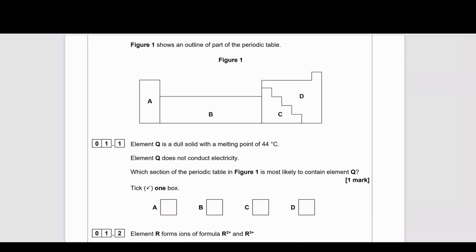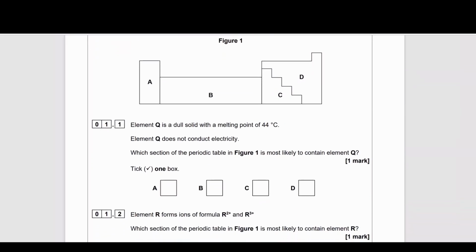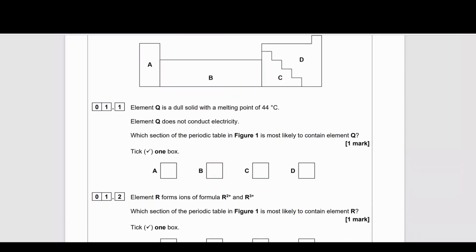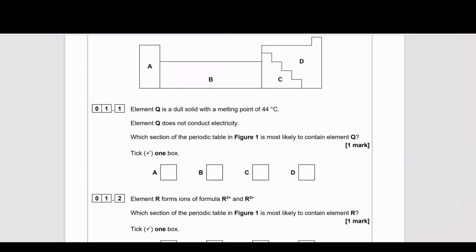So the figure is given to us. A, B, C and D are labelled with different parts of it. Element Q is a dull solid with a melting point of 44 degrees Celsius. Element Q does not conduct electricity. Which section of the periodic table in figure 1 is most likely to contain element Q?